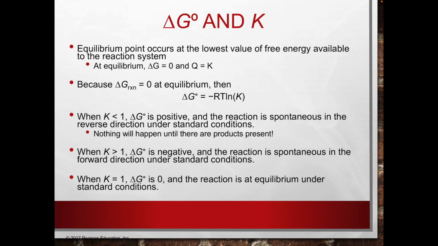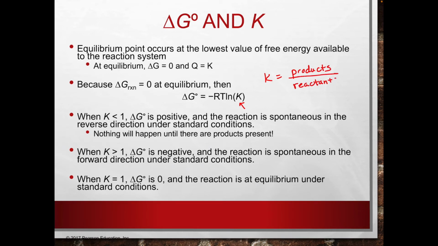And then we will get our delta G value. Okay, so like we talked about earlier, the equilibrium point occurs at the lowest value of free energy available to the reaction system. So at equilibrium, delta G will be equal to 0, and Q will be equal to K. So if delta G of the reaction is equal to 0 at equilibrium, then when we are using that equation we were using before, we'll set delta G at 0, and we can rearrange and solve for delta G naught. And then again, we can use K instead of Q, since we know we're at equilibrium.